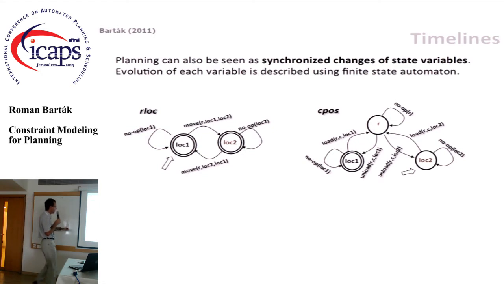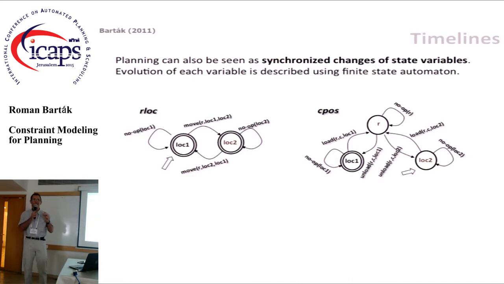So the idea is that we have nodes which are values of a given state variable, and the arcs describe how the values of these state variables can be changed by actions, right? So if we want to change the location of the robot from location 1 to location 2, we need to use the action move from location 1 to location 2, and vice versa, right? And if the value of the state variable is not changing, we use arcs annotated by the no-op action.